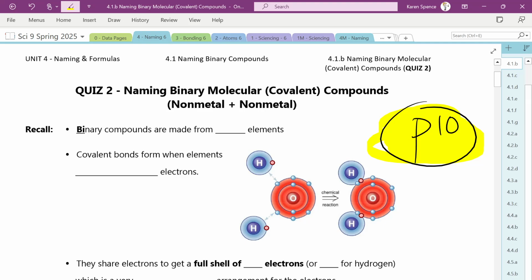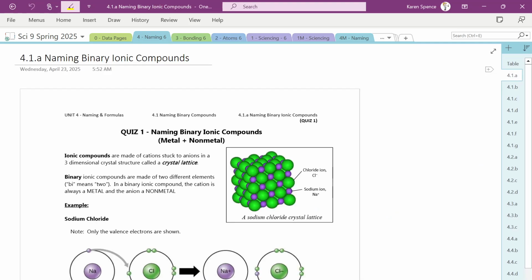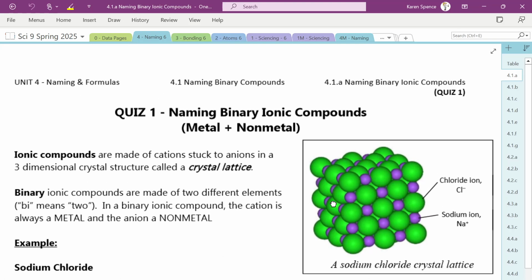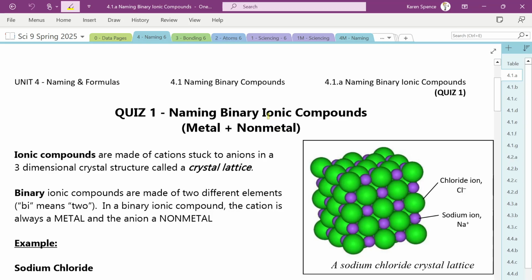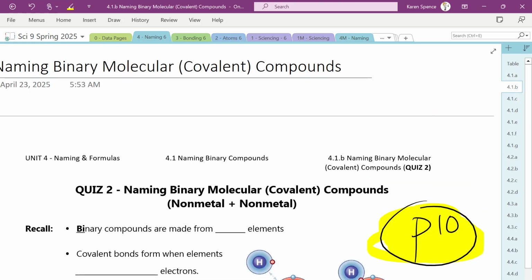We are on page 10. And yesterday, let's just remind ourselves what we did yesterday. Yesterday, in 4.1a, we did ionic compounds.